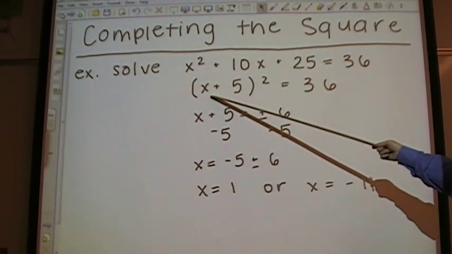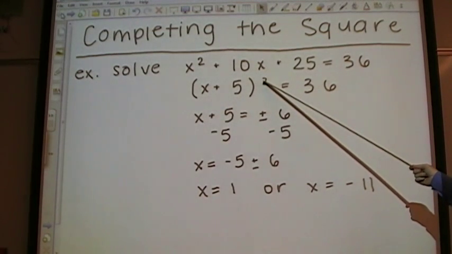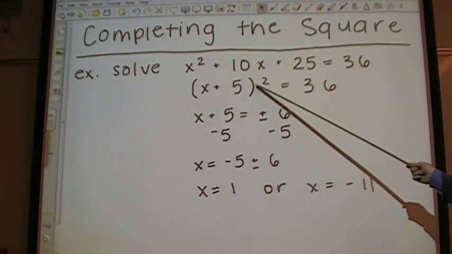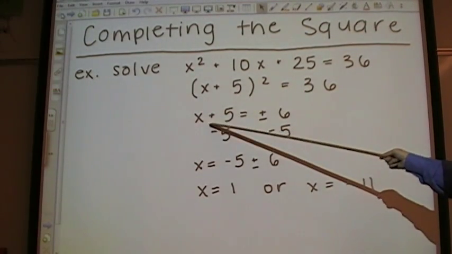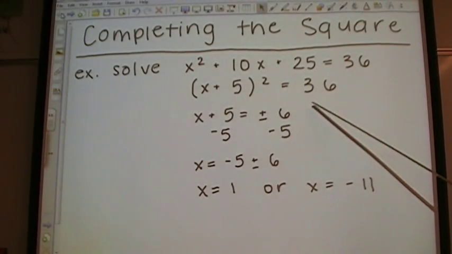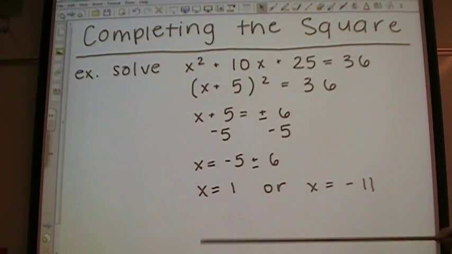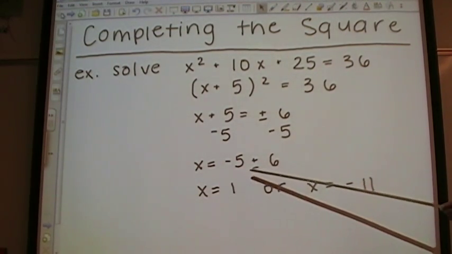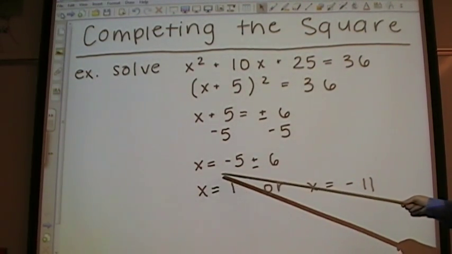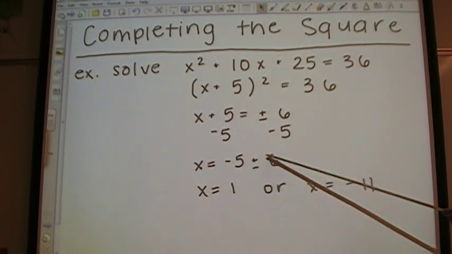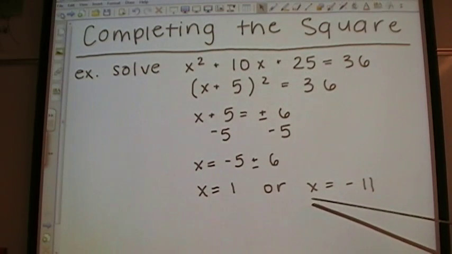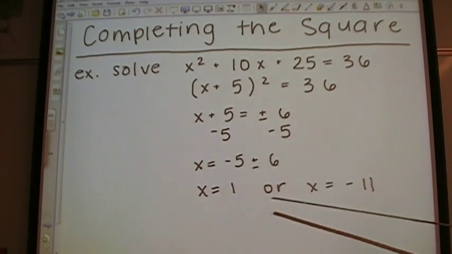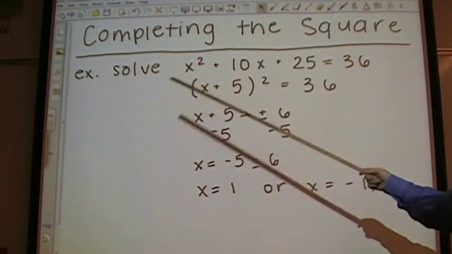From here, how do you get rid of squaring something? Square root. Square rooting is the opposite of squaring. So when I take the square root of the left side, I get x plus 5. The square root of 36 is plus minus 6. And subtract 5 from both sides. So your two possible answers would be negative 5 plus 6, which is 1, or negative 5 minus 6, which is negative 11. If I plug both of these into the original, they will both work.